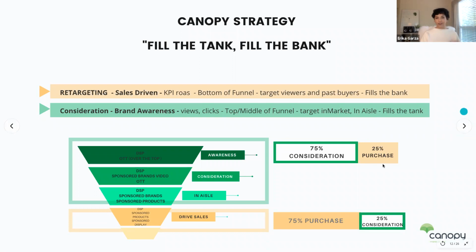Or if they're in consideration, they've been in the aisle, they're interested in your particular category, then you're a little bit closer to purchase. If they're in the aisle, they've seen your brand, they glanced at it, but it's at the bottom of the shelf, then they're almost there. And then of course, the very bottom of the funnel, we're driving sales. They're already on Amazon, they're on the checkout page, okay?